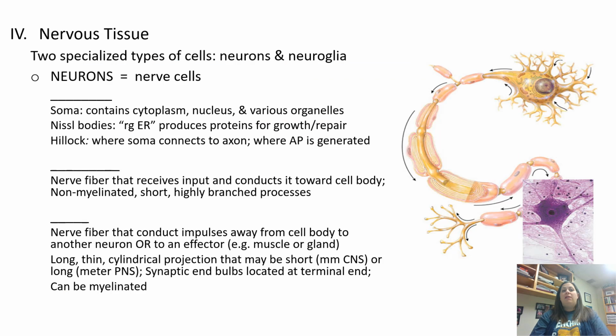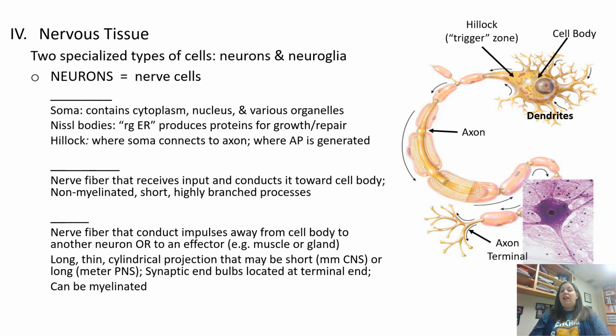All right, so now let's talk about the nervous tissue and what makes up the nervous tissue. Now there are two specialized cells that are part of the nervous tissue. They are the neurons and the neuroglia. Now the neuron is actually known as the nerve cell, and it has three components to it. It has what we would call the cell body, the dendrites, and the axon. Now this connection between the cell body and the axon is known as the hillock or the trigger zone. Okay, we also see at the very end of the axon there's going to be what we call the axon terminal. That means the end.